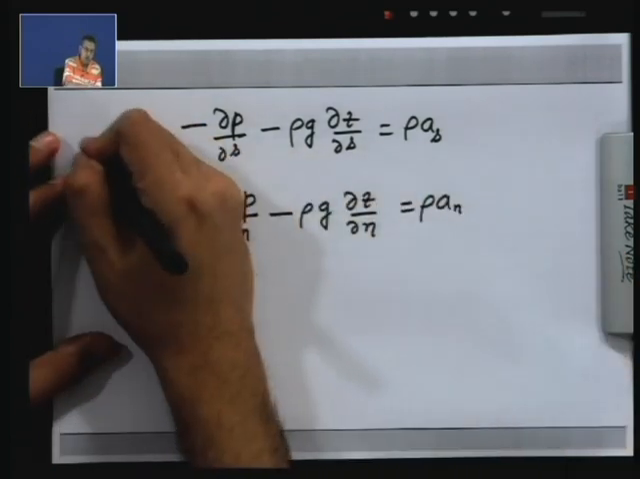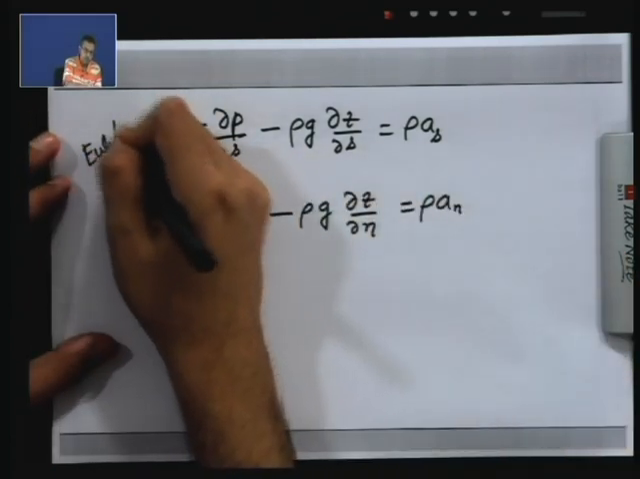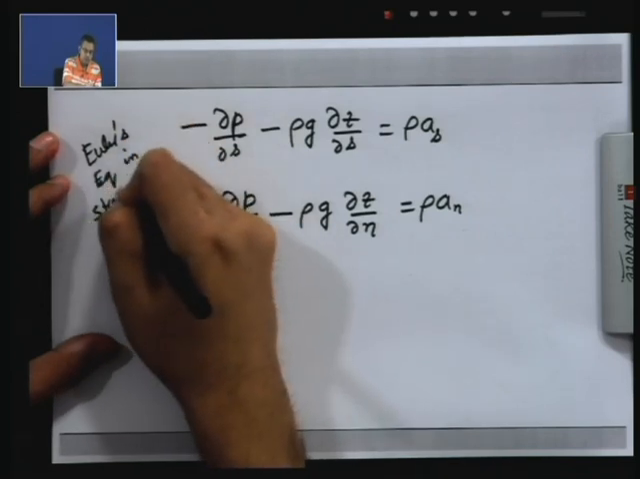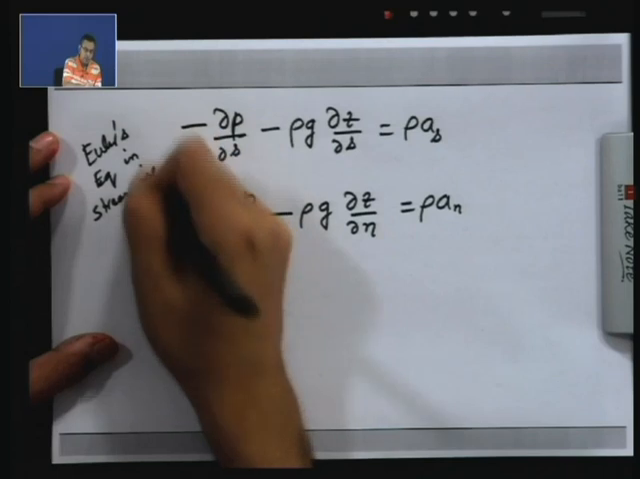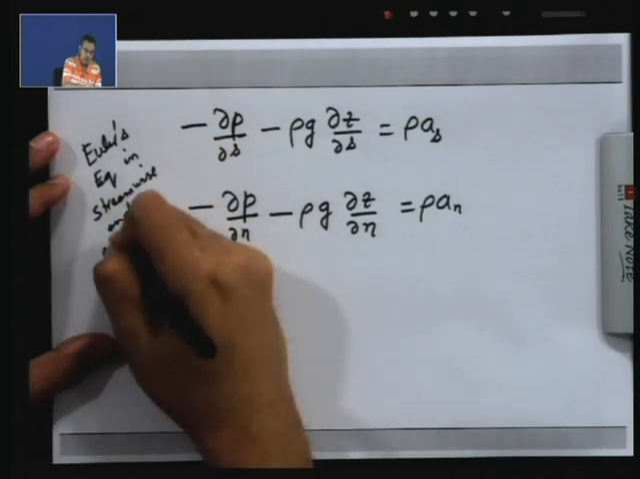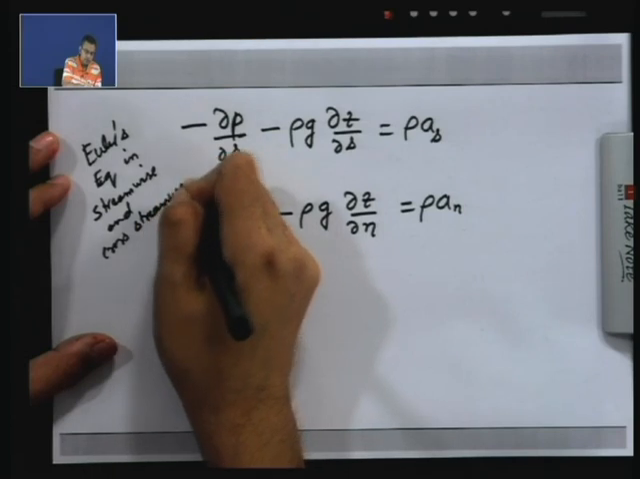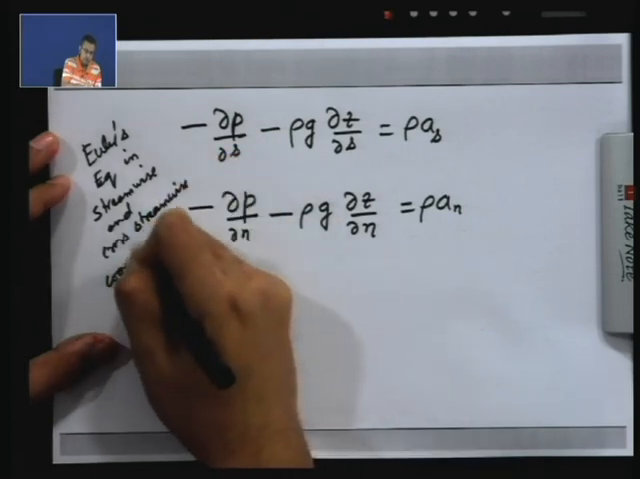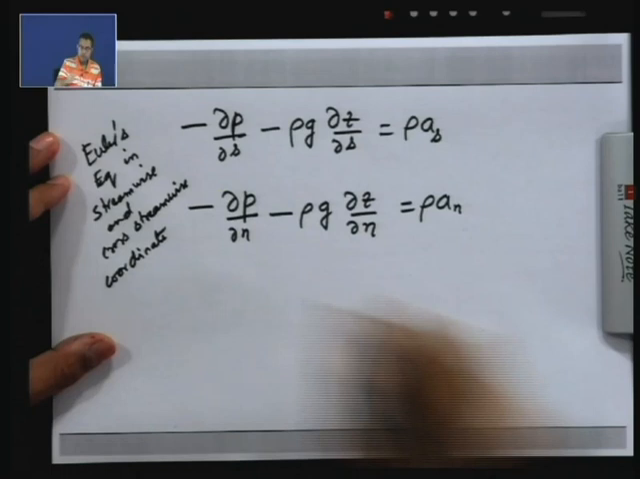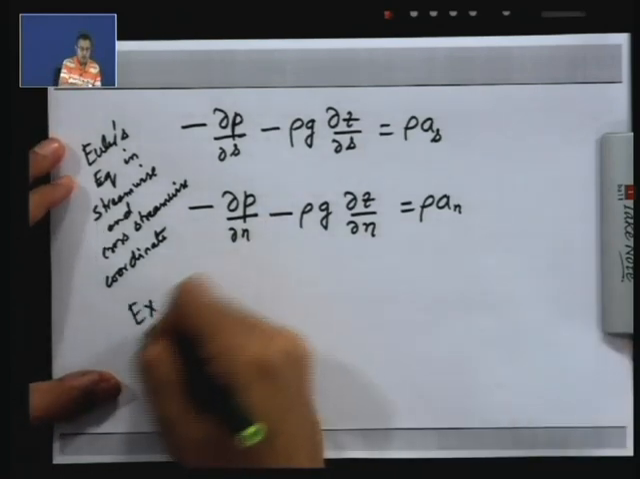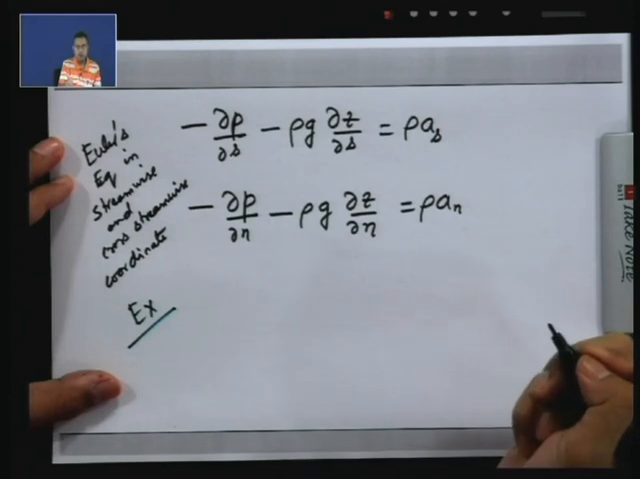So Euler's equation in streamwise and cross streamwise coordinate. Let us work out a problem and then we will come to a close to this session.